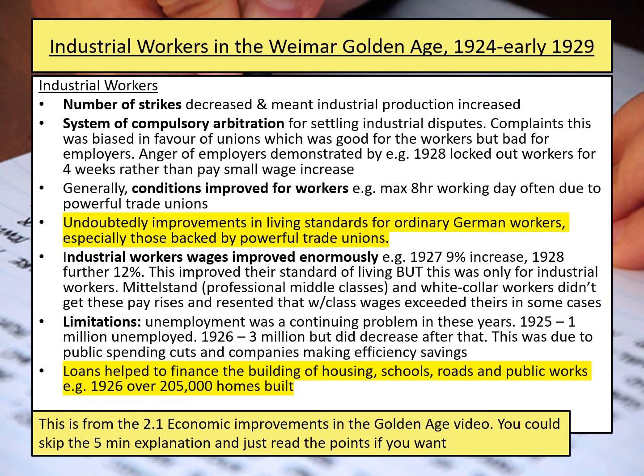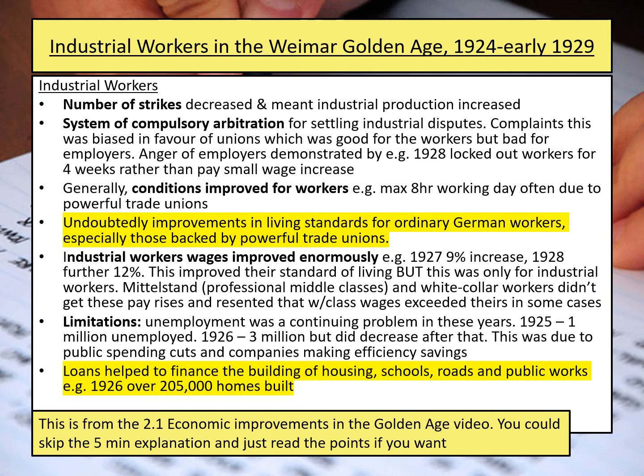Now, the reason for the decreased number of strikes is because of the Weimar government system of compulsory arbitration. And this basically was when you sent in a mediator to try and solve any industrial disputes. So if the workers, for instance, were asking for a higher wage and their bosses were declining to give them what they wanted, the idea was then that this mediator would come in and settle that dispute. Now, this was supposed to be a really fair system.